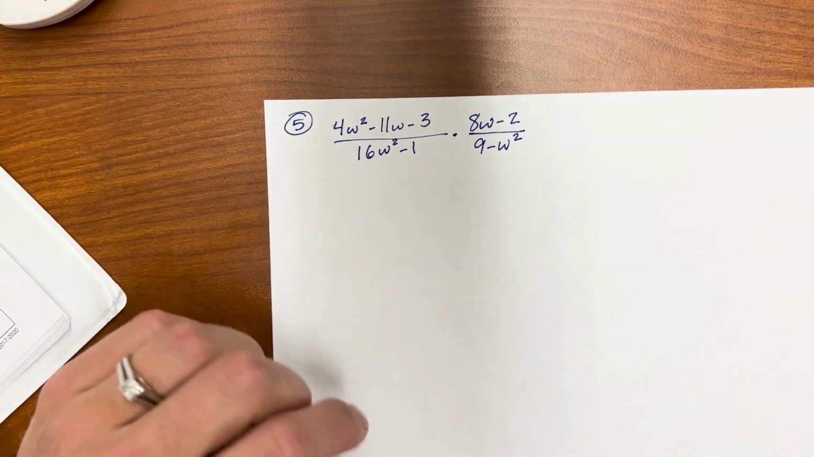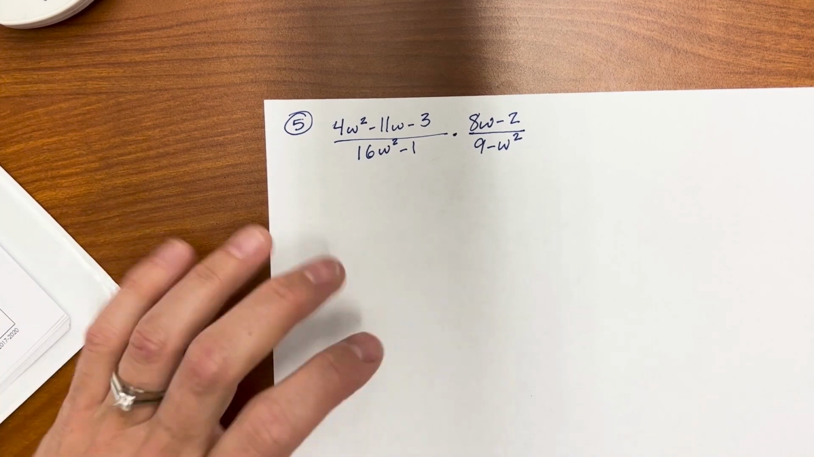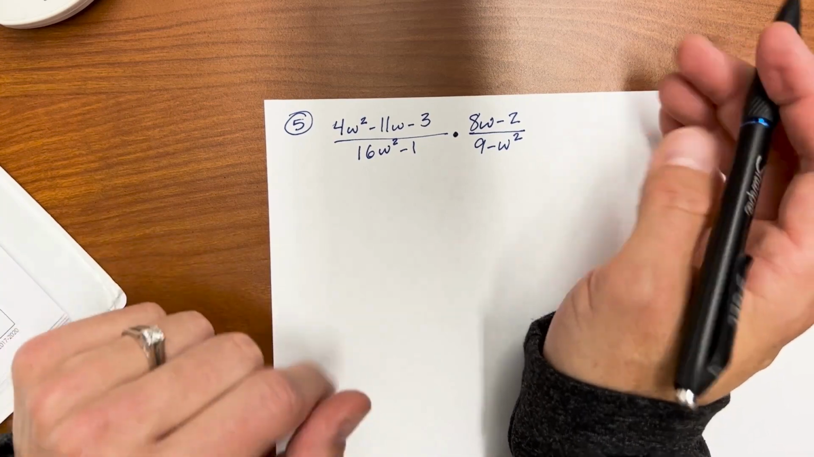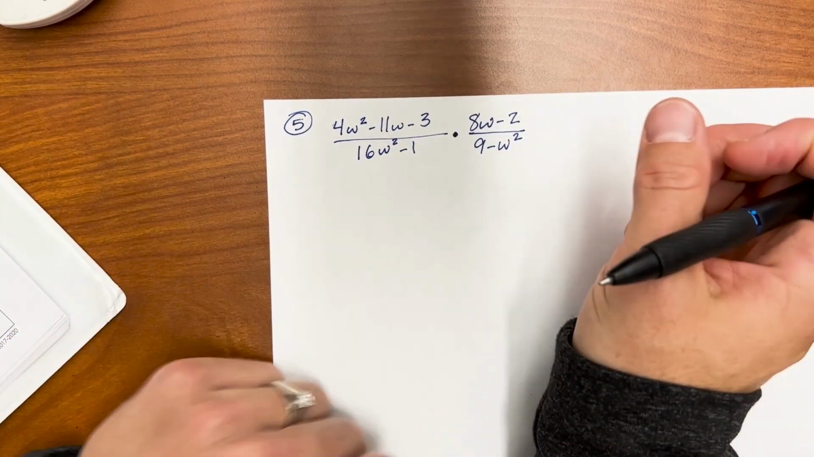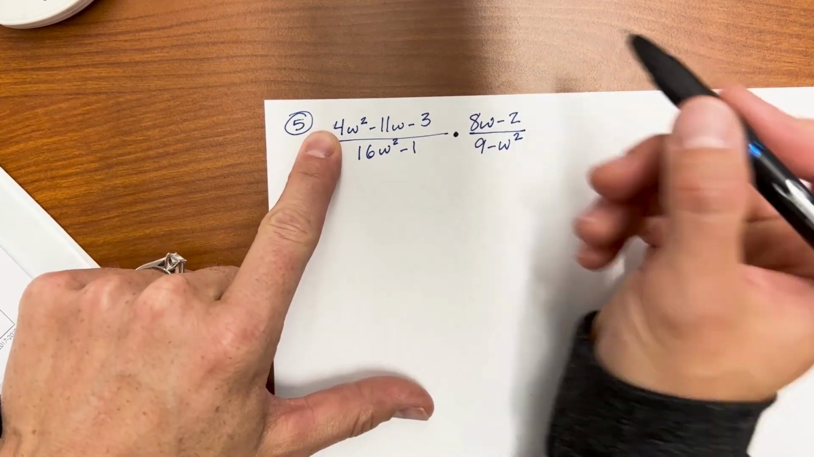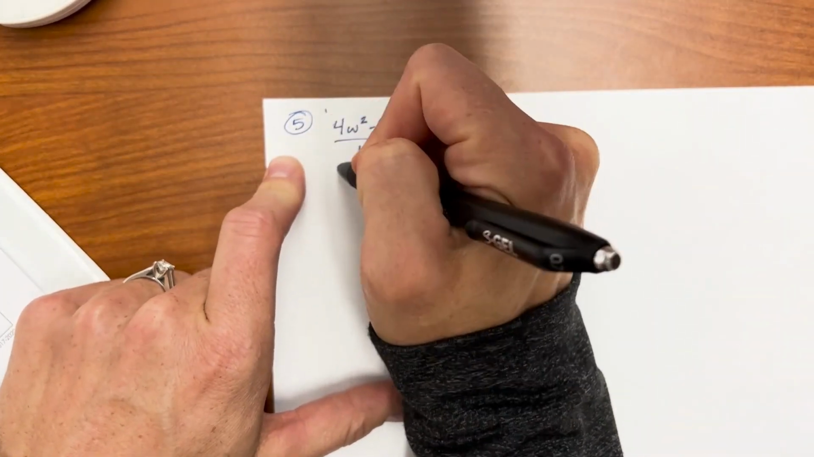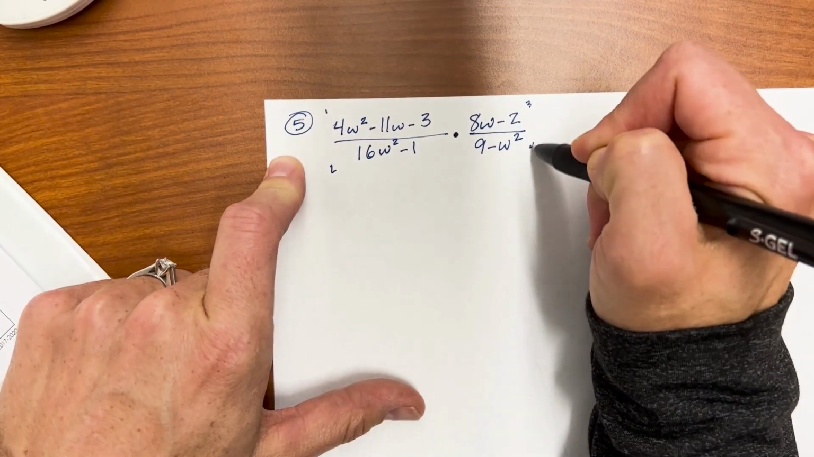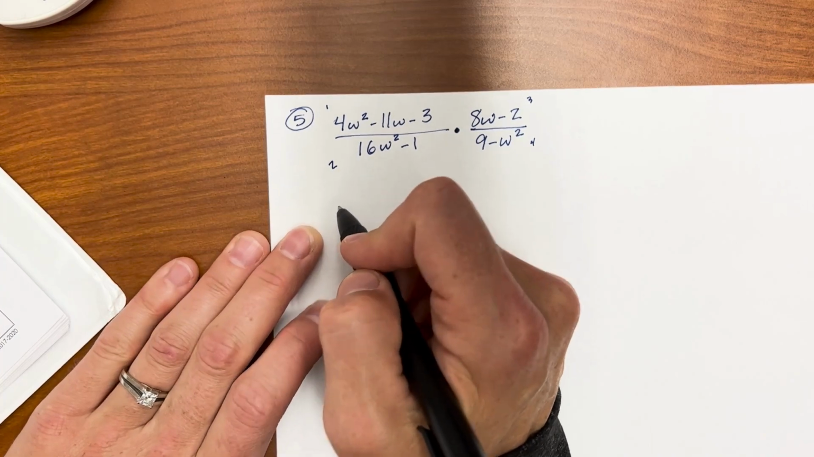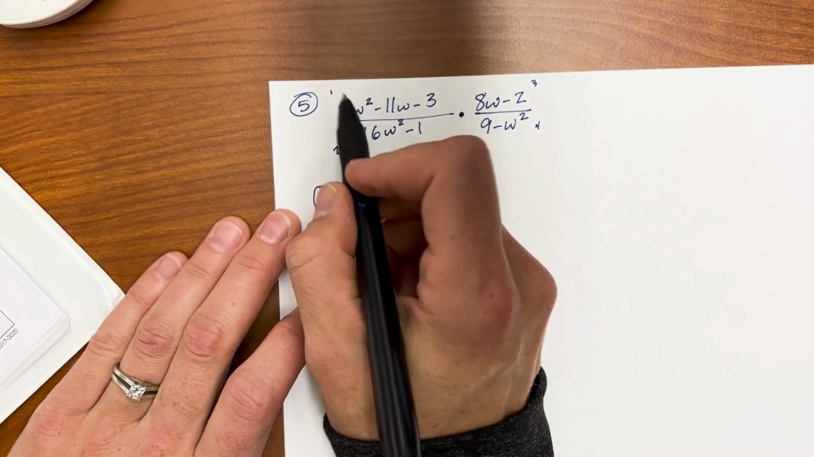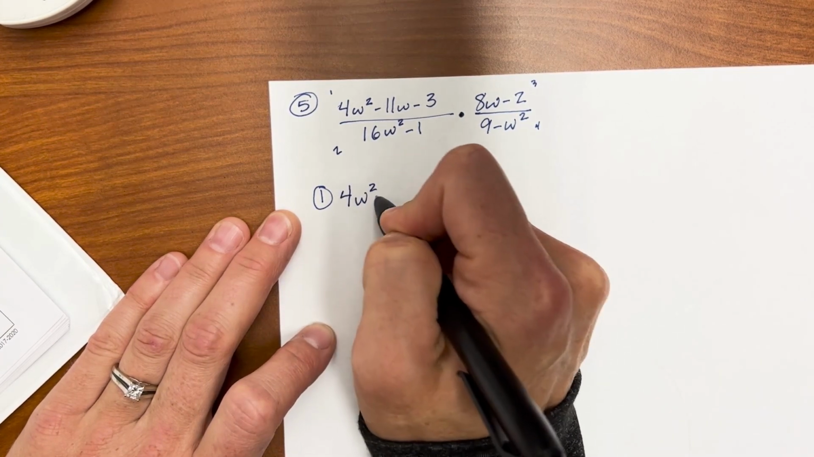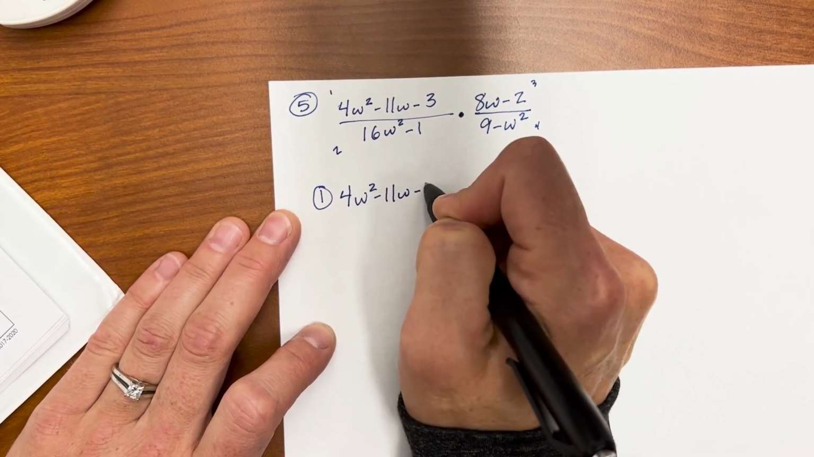Okay, so again, we're going to break this down. Whenever I have something this complex, I'm going to look at it as 4 separate things that I have to simplify. So we're going to break it into chunks. I'll call this one 1, this one 2, this one 3, this one 4, just for the sake of our simplification here. So let's look at the first section here: 4w squared minus 11w minus 3.